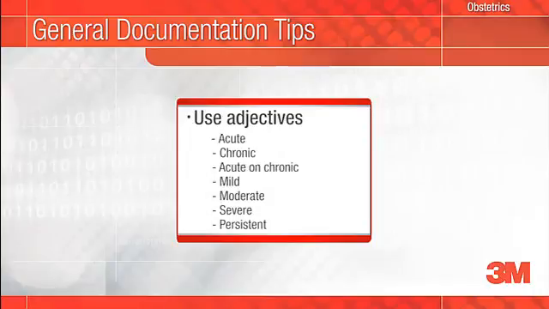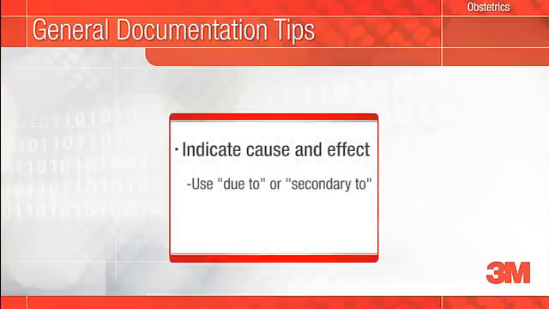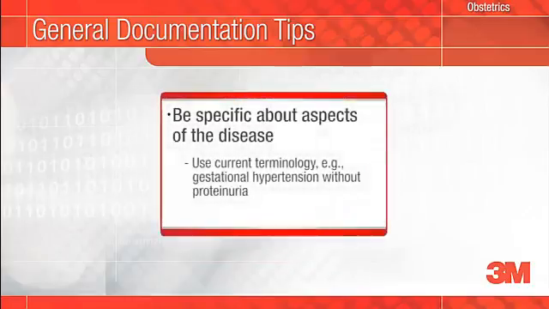Differentiate in your notes whether or not a condition is mild, moderate, severe, acute, or chronic whenever appropriate. For example, write moderate pre-eclampsia instead of pre-eclampsia. Use due to or secondary to indicate cause and effect, and to record all conditions the patient may have, such as diabetes mellitus due to pregnancy or gestational diabetes.